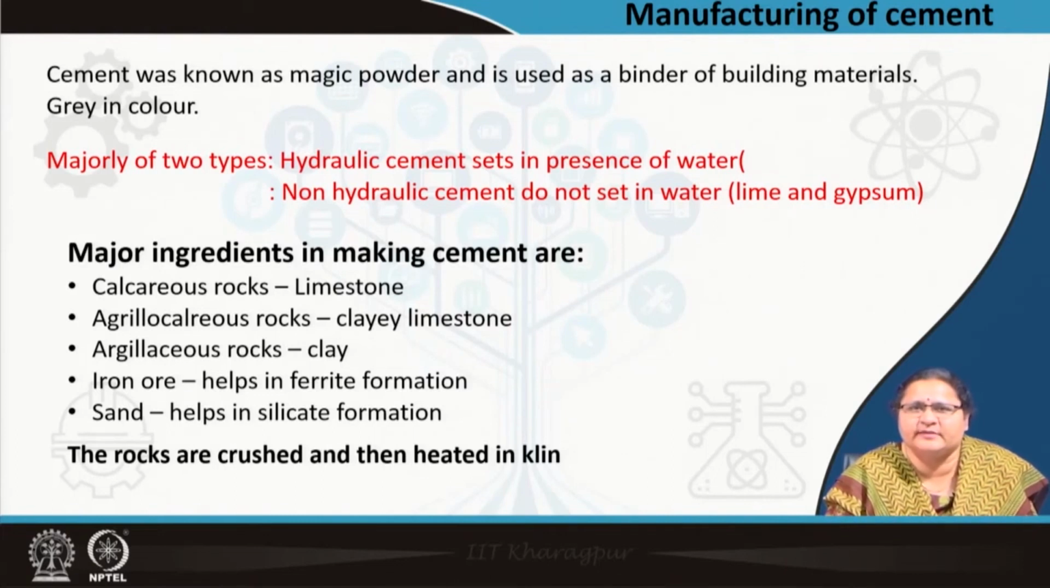One is the hydraulic cement, which sets in presence of water, which is the ordinary Portland cement. It is missing in the bracket, and the other one is the non-hydraulic cement, which also we had discussed, which is lime and gypsum. So, which do not set in water, so it delays the process. Otherwise, if we come to the ingredients of ordinary Portland cement, we will know that whenever it comes in contact with water, it sets.